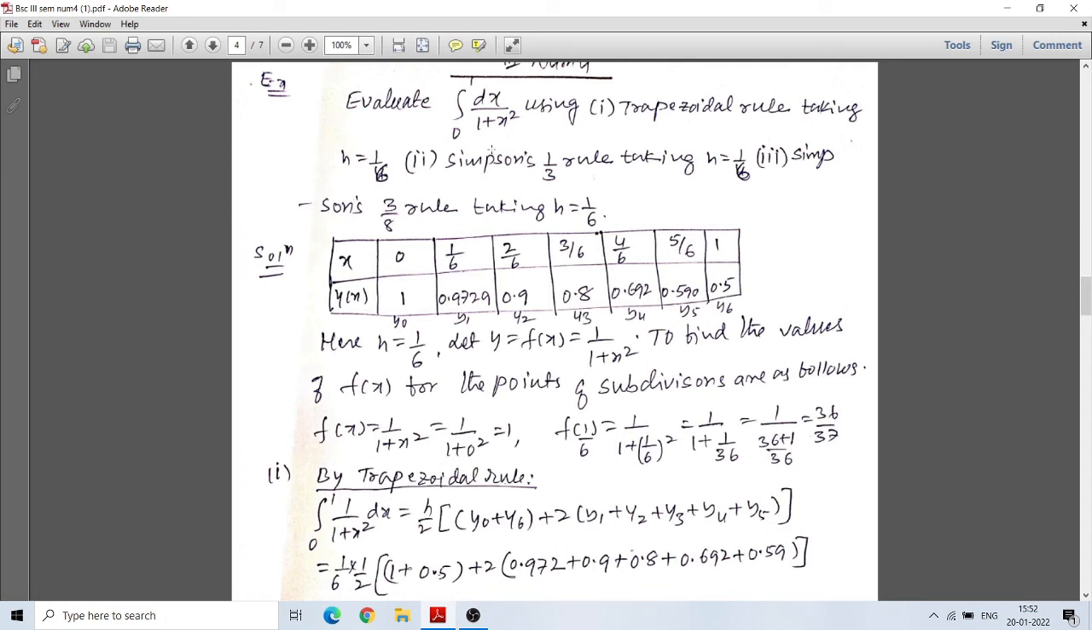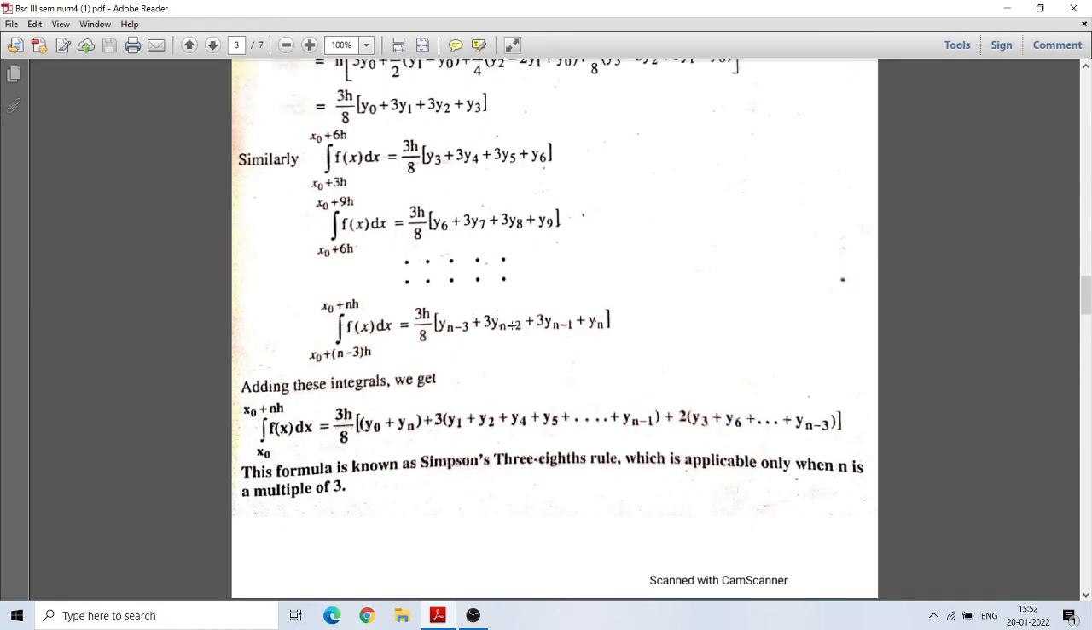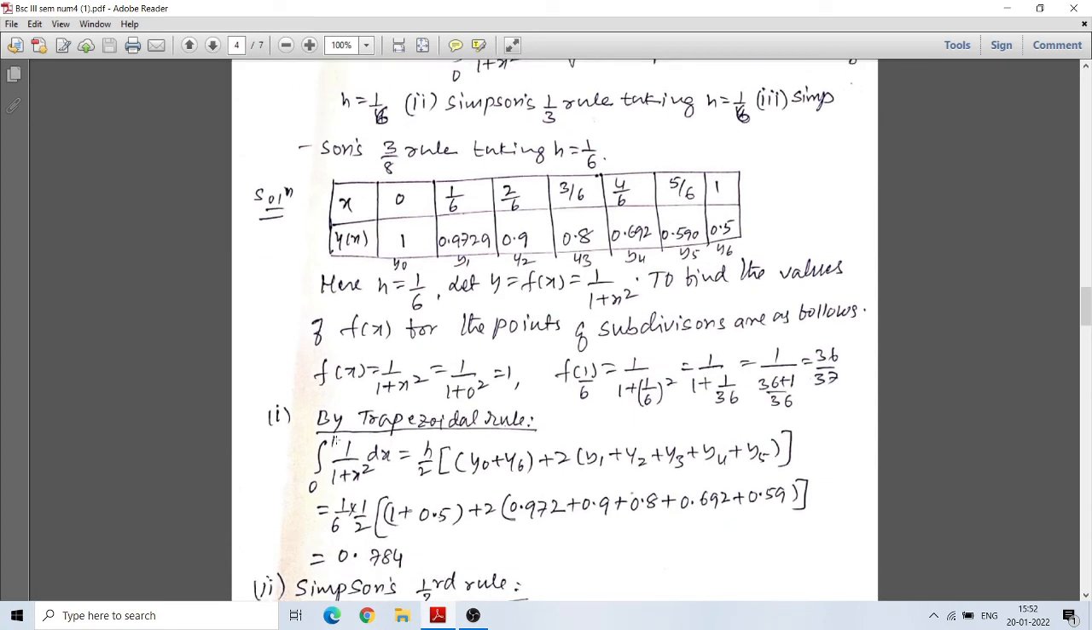In the exam the question will come like this only: using the Simpson 1/3 rule, Simpson's 3/8 rule, or trapezoidal rule, find the integral value. That's all. So first we write by trapezoidal rule. This is the rule, integral over 0 to 1, because our limit is 0 to 1. The integral of 1 by 1 plus x square dx is h by 2 times y0 plus y6 plus 2 times y1, y2, y3, y4, y5. Now this is the formula. We have already proved it also.